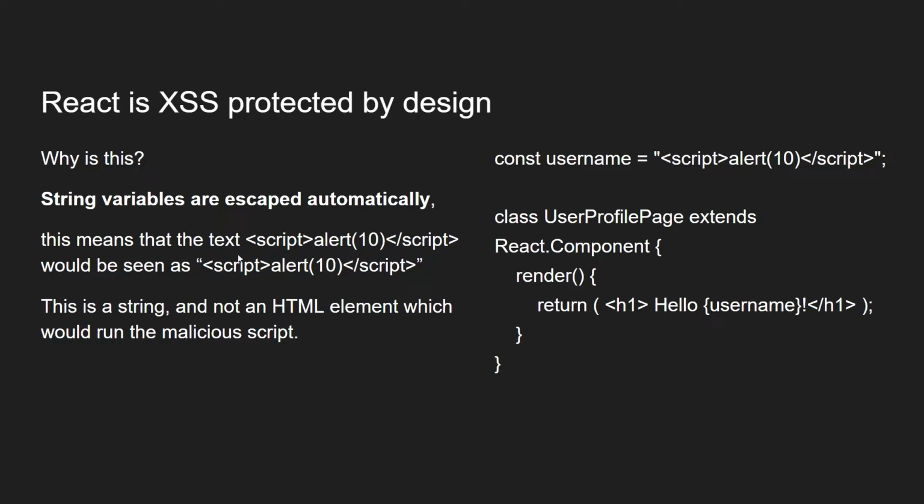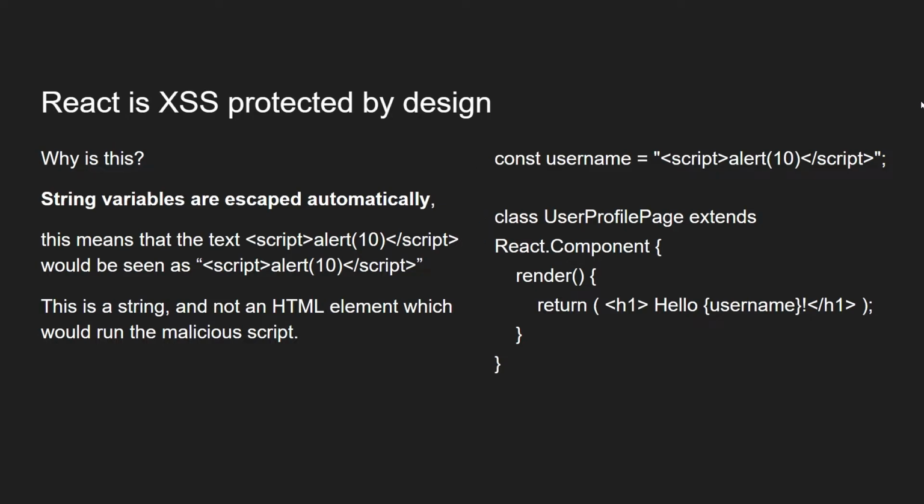So let's just say I have the text script alert 10 script. It's going to be seen as the string of those characters. It's a subtle but incredibly important difference. This thing right here, where my mouse is hovering right now, is an actual HTML element. This thing is a string of an opening character, closing character, the letter A, letter L. The HTML does not see it the same way if it's a string versus an actual element.